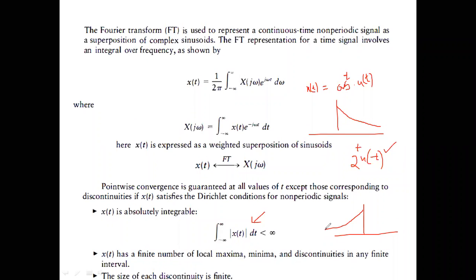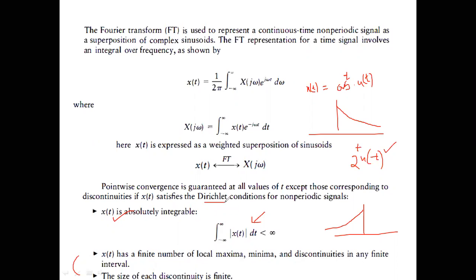So what is the condition for the Fourier transform to exist? X of t should be integrable. And it should have some finite local maxima and minima. Let's not bother about this, and the other expressions, for the timing. Let us stick to this one. By the way, they are called the Dirichlet conditions, very difficult to pronounce also.